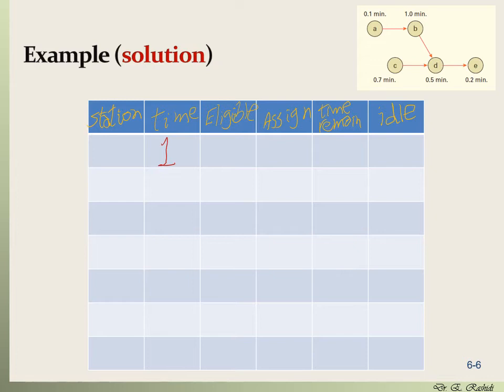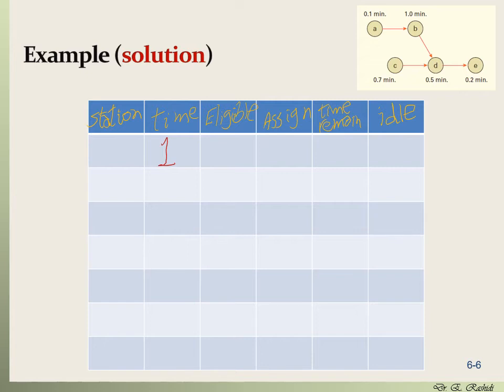The third column is eligible, which tasks are eligible to be assigned to which workstation. The next one is assign: out of these, which one you should assign. The next one is time remaining at the workstation after the assignment, and the last one is idle time, which is the time left at the workstation after you assign all of the tasks possible before you close that workstation.